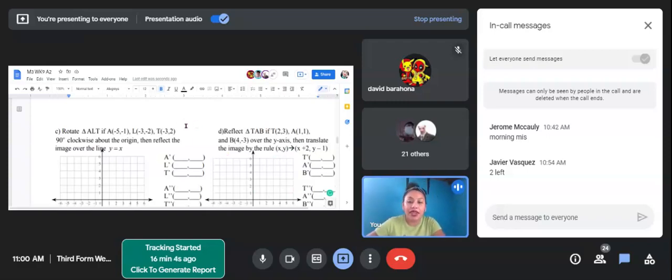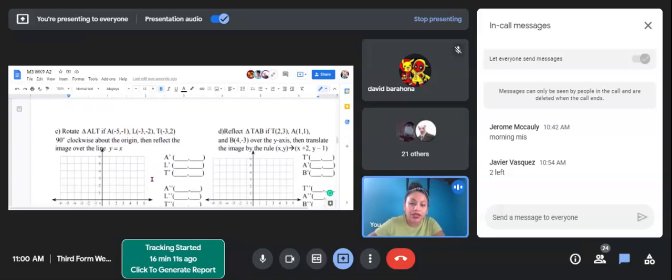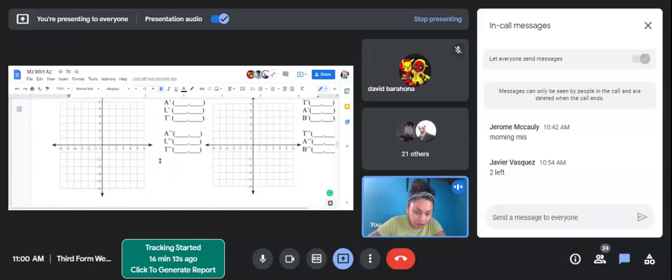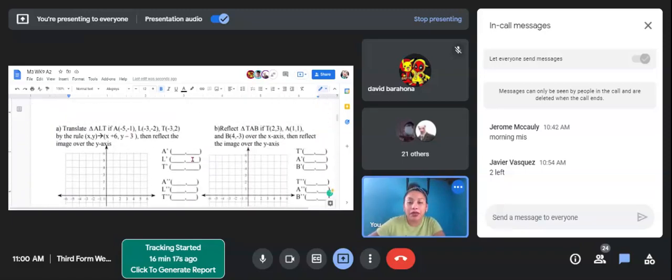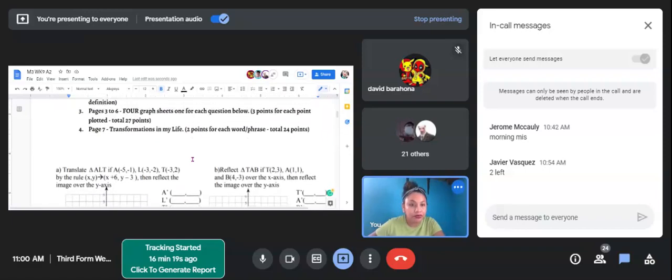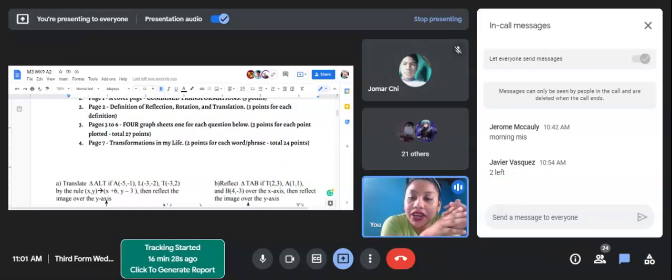27 points for D. Because for each single point, A1, L1, T1, A2, L2, T2, I'm going to give you 3 points for just plotting those points. Is that clear to everyone? Yes, miss. And then those are going to be 4 graphs. So those are going to be your following pages, the 4 graphs.